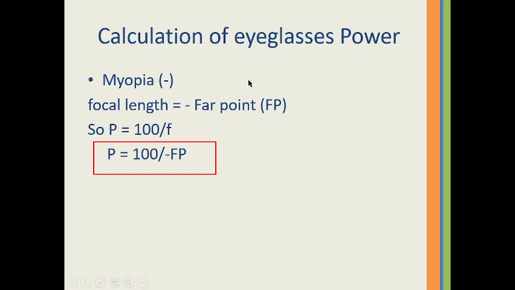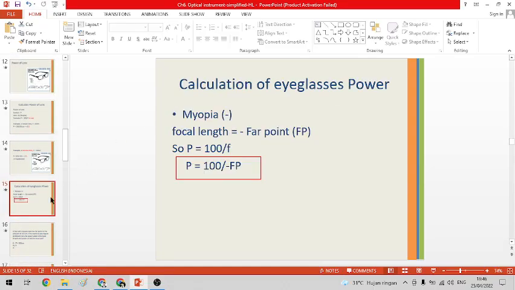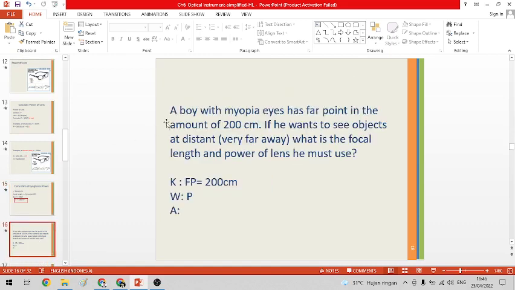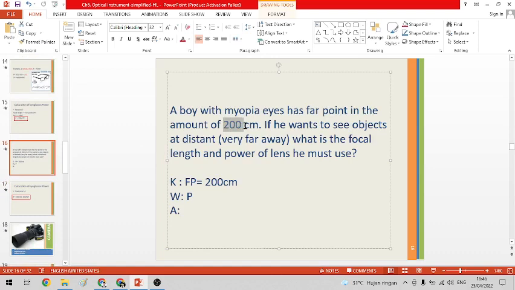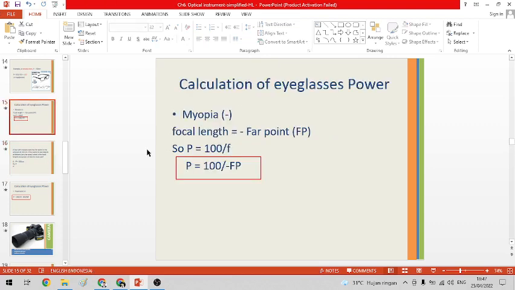For example, a boy with myopia eyes has far point of 200 centimeter. It means this boy cannot see object that is more than 200 centimeter. This is the furthest point, far point, 200. He wants to see objects that are very far. What is the focal length and power of lens?